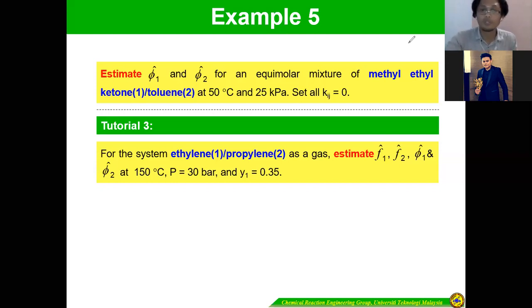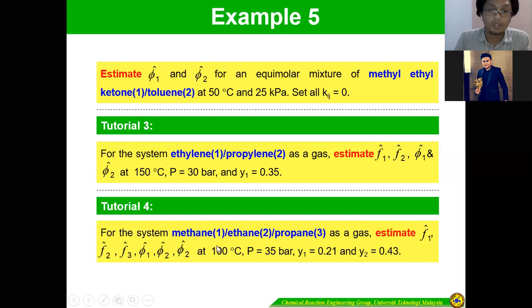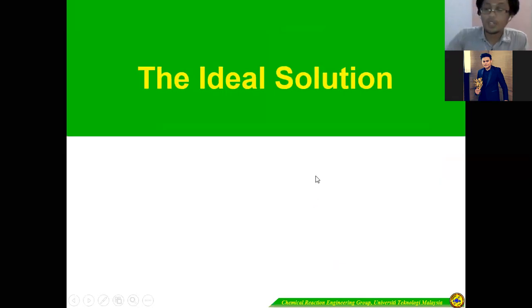Okay, so I have given the answer already. So I hope you can do this one. Generally, the question for the test is similar to this. Okay, any questions? Okay, so this one is for the three component. I don't think we will cover this. It's going to take very long calculations. It's quite difficult. So let's move to the ideal solutions.